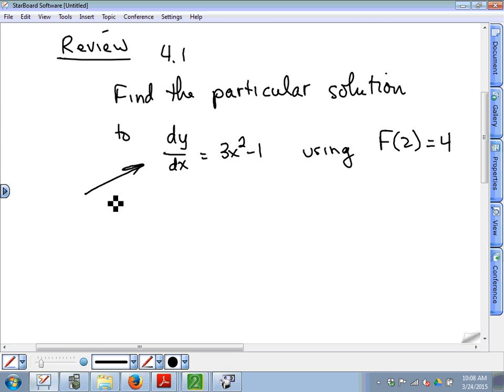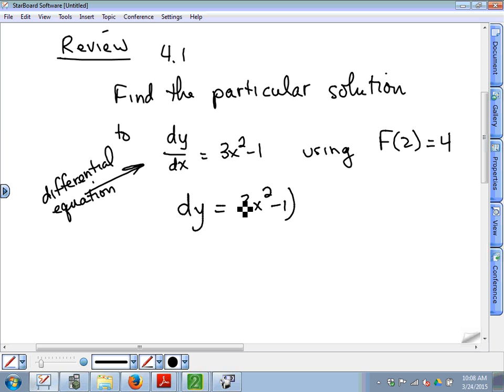Okay. This is called a differential equation. It's a differential equation because it's dy/dx. It's an equation that has been differentiated, if you want to think about it like that. How do you undo differentiation? You got to find the integral, the antiderivative. You remember this? So first thing you really got to do is move the dx over. Write this as dy equals 3x squared minus 1 times dx.